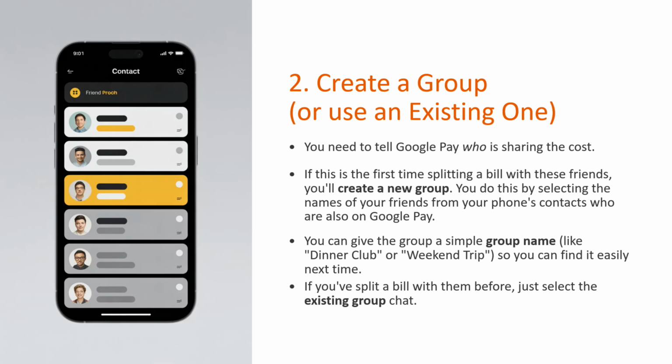The second step is create a group or use an existing group. You need to tell Google Pay who is sharing the cost. If this is the first time splitting a bill with these friends, you will create a new group. You do this by selecting the names of your friends from your phone's contacts who are also on Google Pay. You can give the group a simple name like dinner club or weekend trip so you can find it easily next time. If you have split a bill with them before, just select the existing group chat.